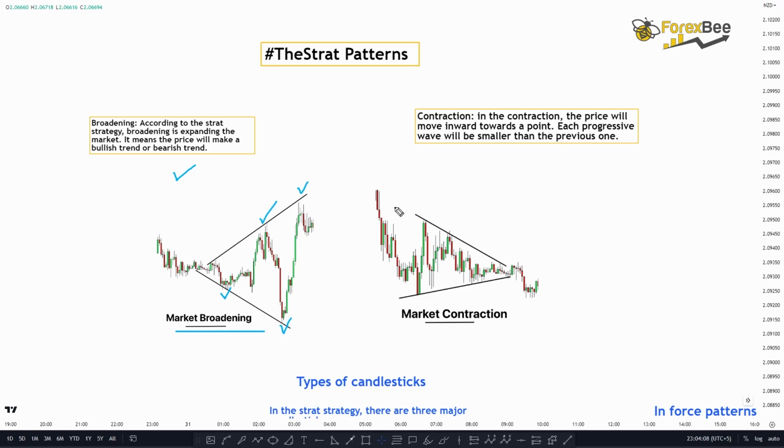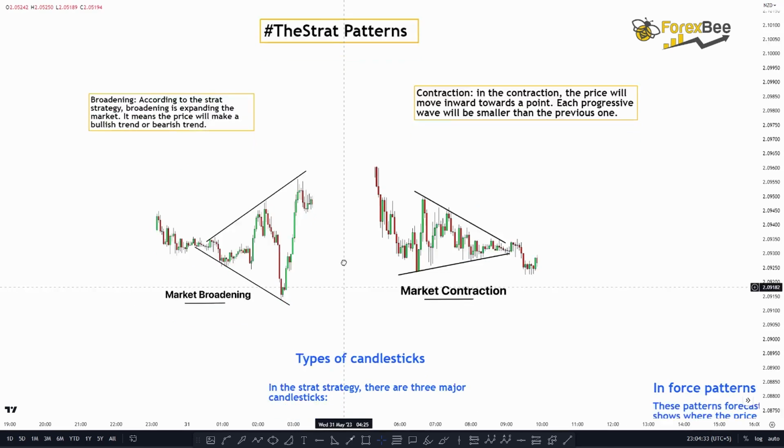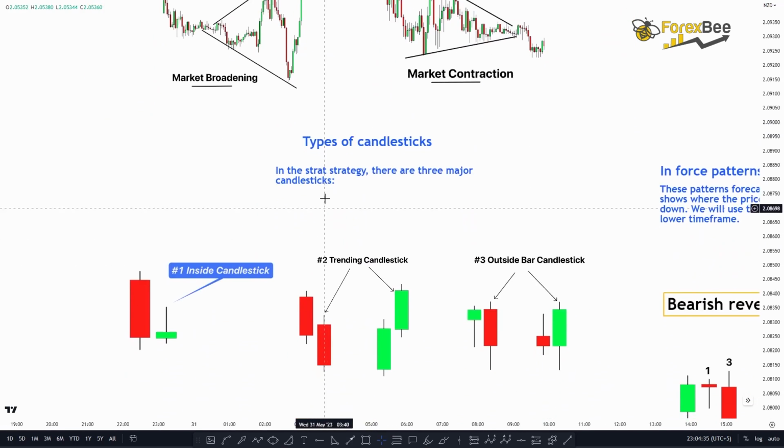The second concept is the market contraction, and in contraction the price will move inward towards a point. Each progressive wave will be smaller than the previous one. As you can see in this one here, the market is making continuous lower highs and higher lows, which means that the market is moving towards this point. So these are two market structures that you need to keep in mind because they will come in handy when we talk about the types of the strat patterns.